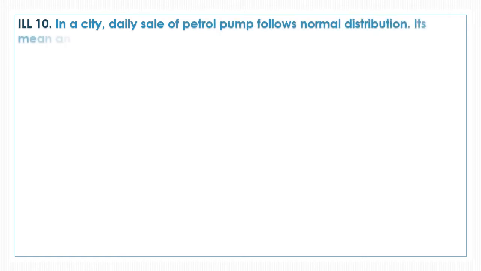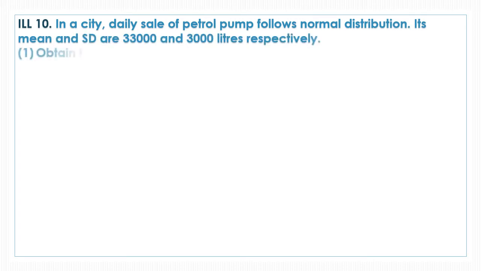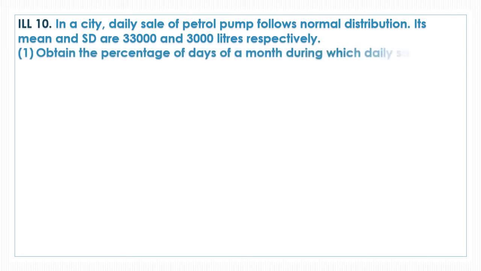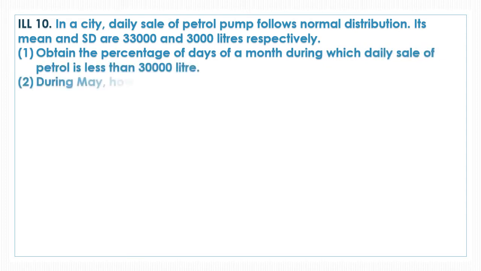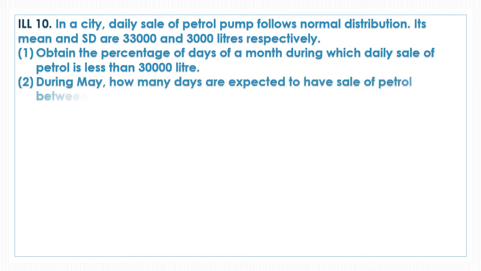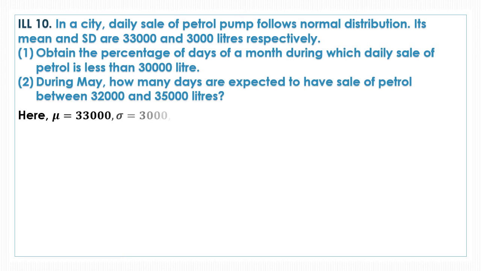Illustration 10. In a city, daily sale of a petrol pump follows normal distribution. Its mean and SD are 33,000 and 3,000 liters respectively. First question, obtain the percentage of days of a month during which the daily sale of petrol is less than 30,000 liters. Second one, during May, how many days are expected to have sale of petrol between 32,000 and 35,000 liters? Okay, so let's write down the data here, which we have: mu, that is mean, 33,000 liters, and sigma is 3,000 liters.